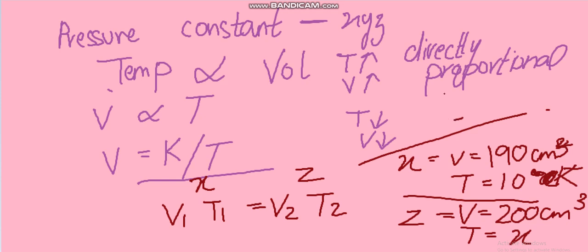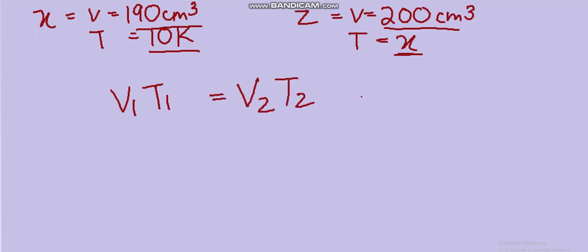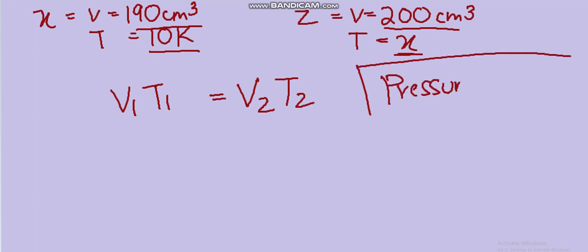To do that, you have to make a formula. So X has a volume of 190 centimeter cube and it has a temperature of 10 Kelvin, whereas Z is 200 centimeter cube of volume and the temperature is unknown. Now we're going to apply the formula V1/T1 = V2/T2. It is important to ensure that the pressure for both the gases is remaining constant. It is not changing.